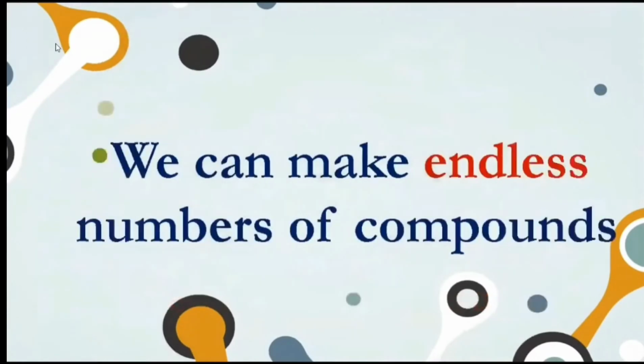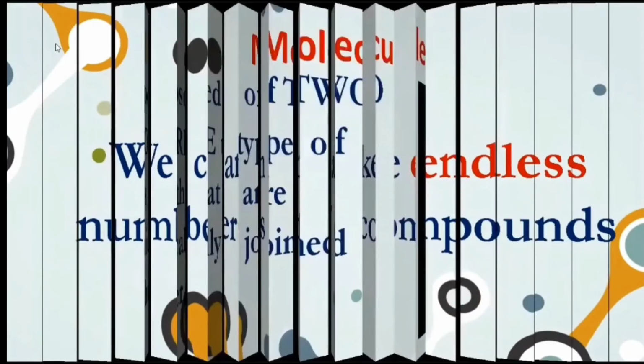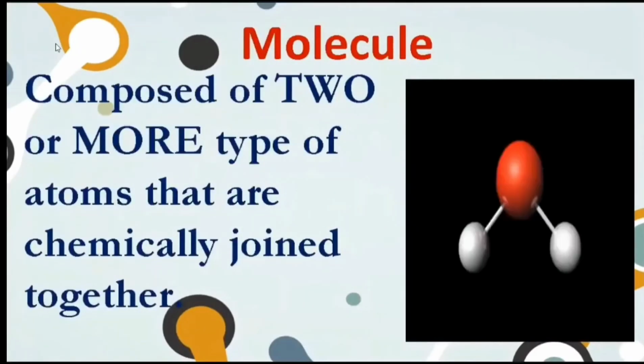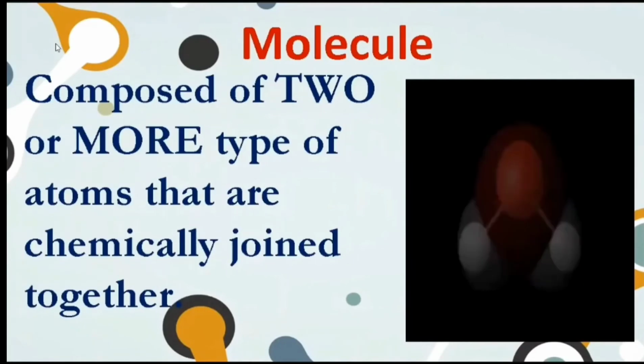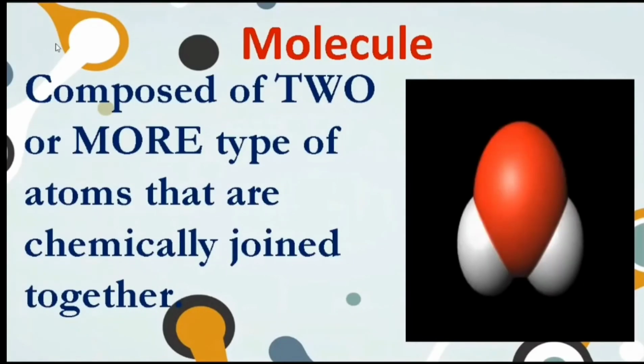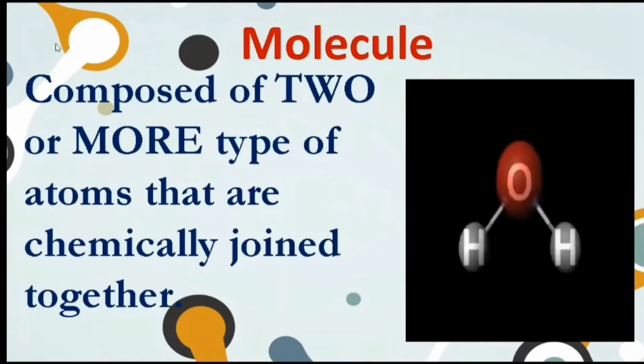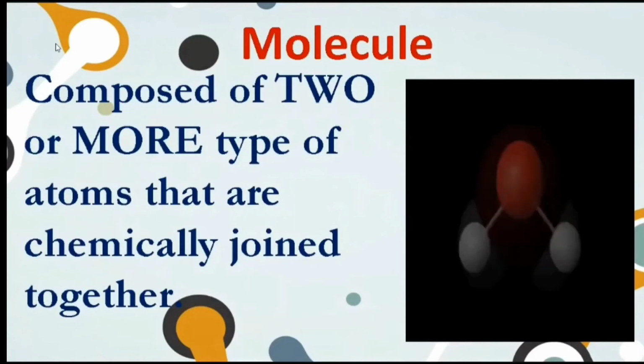We can make endless numbers of compounds by combining different ratios of different elements. A compound is composed of molecules, which are two or more types of atoms that are chemically joined together. An example of this is a water molecule. A water molecule is made up of one oxygen atom, represented by the red sphere, and two hydrogen atoms, the white spheres.